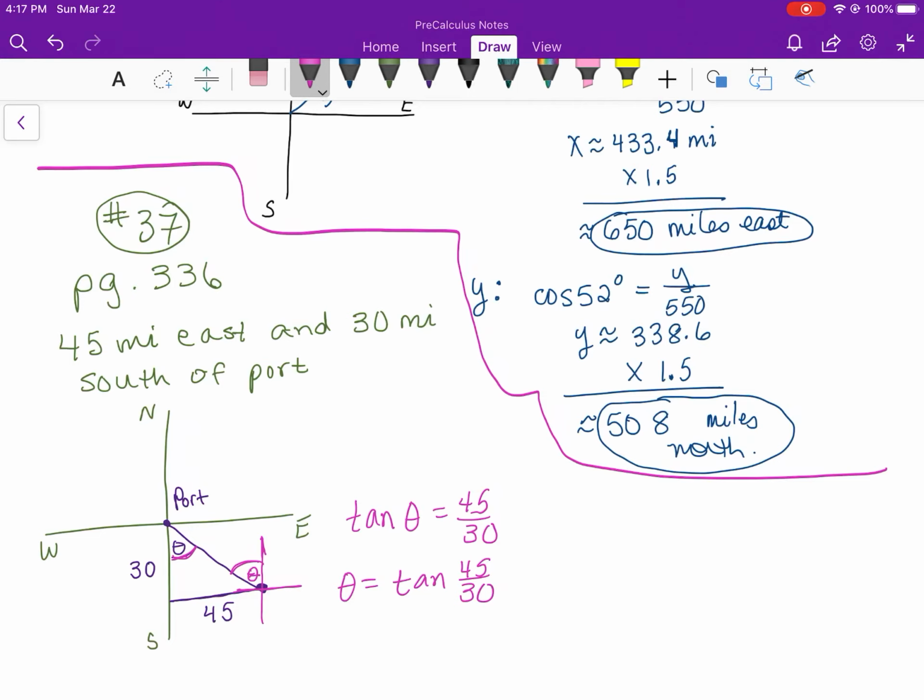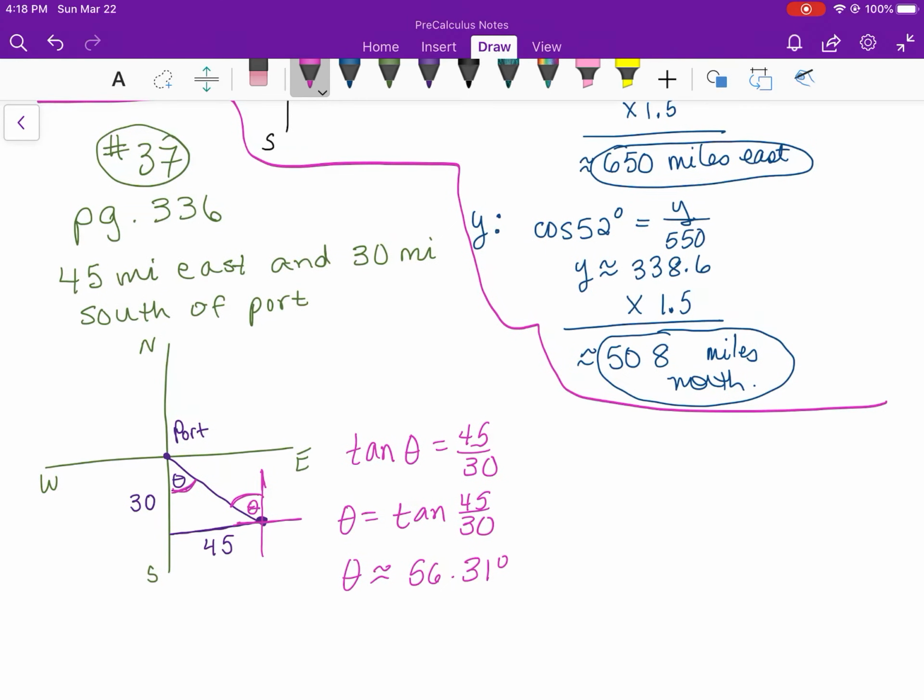If you put that into your calculator and make sure you're in degree mode, you're going to get about 56.31 degrees. Now we have to put that back in as bearings. With bearings, he wants to travel in the opposite direction of the way he came. So he's going to be traveling north and west. So we would say north 56.31 degrees west. And there's his bearing.